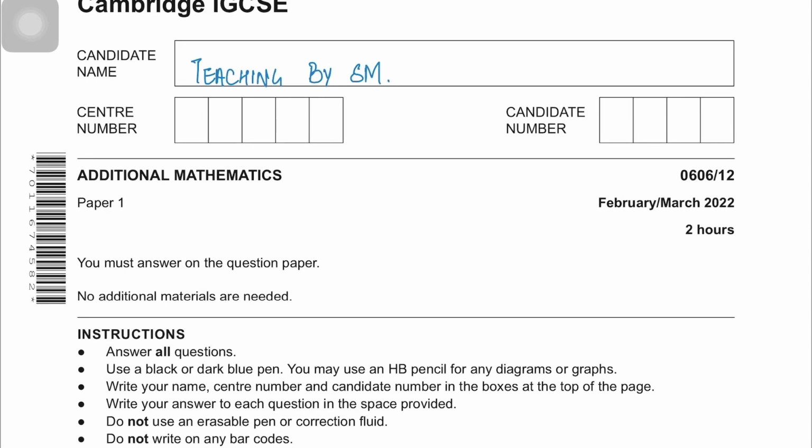Okay, so my name is Bilal, and today we'll be solving Additional Mathematics, session Feb/March 2022, Paper 1, Variant 1 2, and the subject code is 0606, which is of 2 hours.